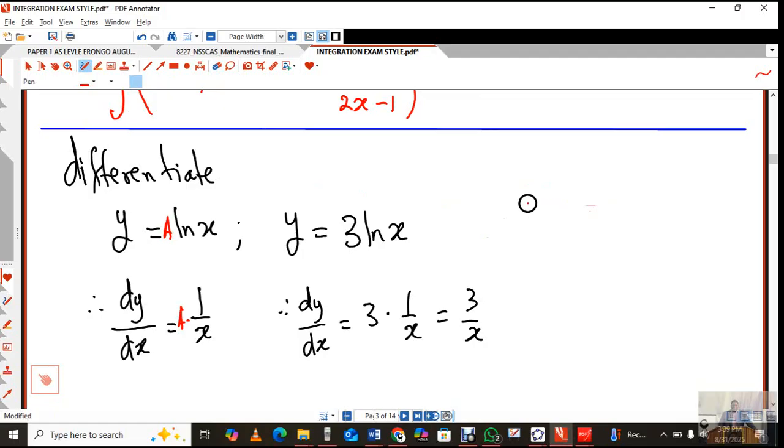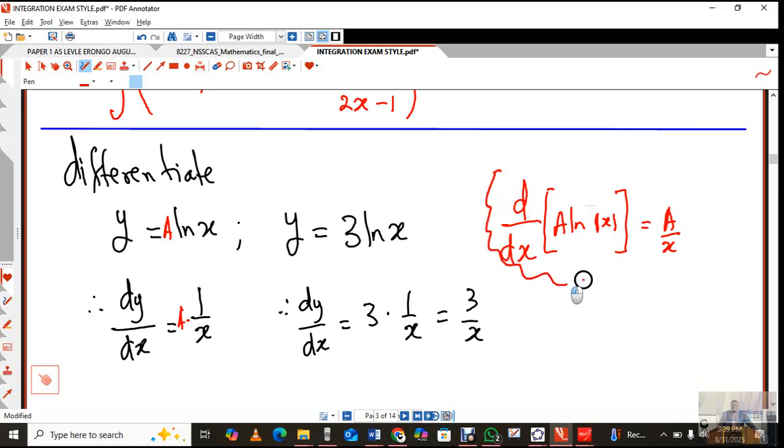Okay, if you have a function and you have to differentiate d by dx of a times the natural log of x, when you differentiate that, you are going to get nothing but a times 1 over x. That's the derivative of that. So that's a times the derivative of the natural log. So essentially, this is differentiation.